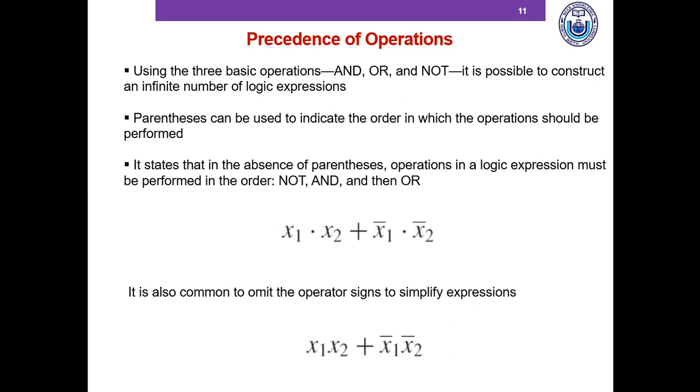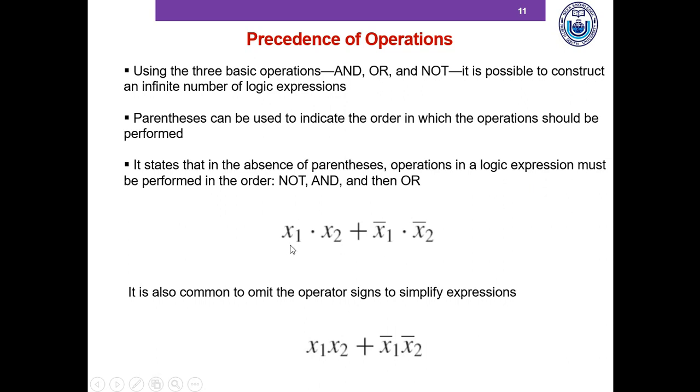Now we're going to talk about the precedence of the operators. So using the three basic operations, NOT, AND, and OR, it is possible to construct an infinite number of logic expressions. Parentheses can be used to indicate the order in which the operations should be performed. We must know that in the absence of parentheses, operations in a logic expression must be performed in this order: NOT first, and then AND, and then OR.